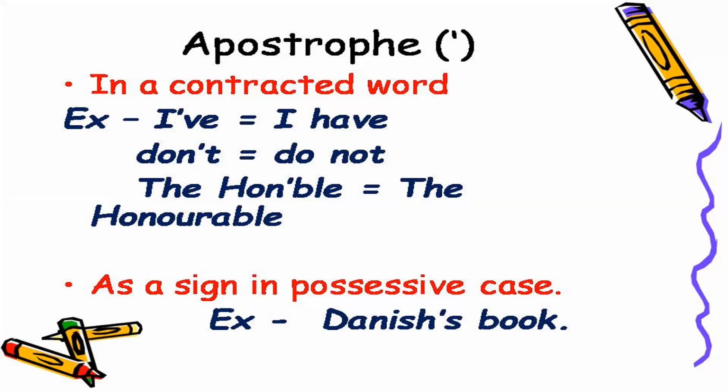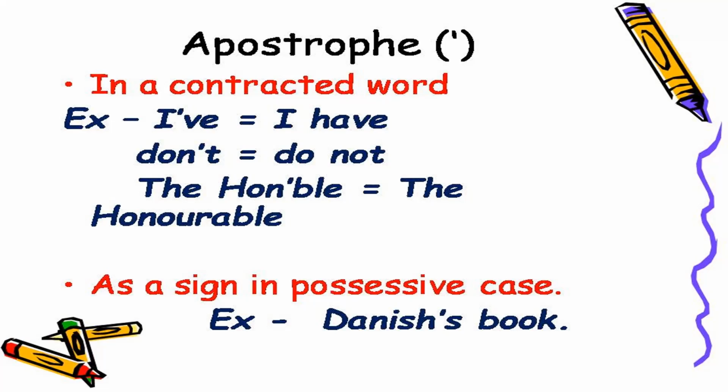Okay, do not write James's father, and it is given in your book on page number 161, and it is wrong. It is the wrong way of writing. We never write this. We write James apostrophe father, which means the father of James, and we will not write James's father. What is given in your book is wrong.